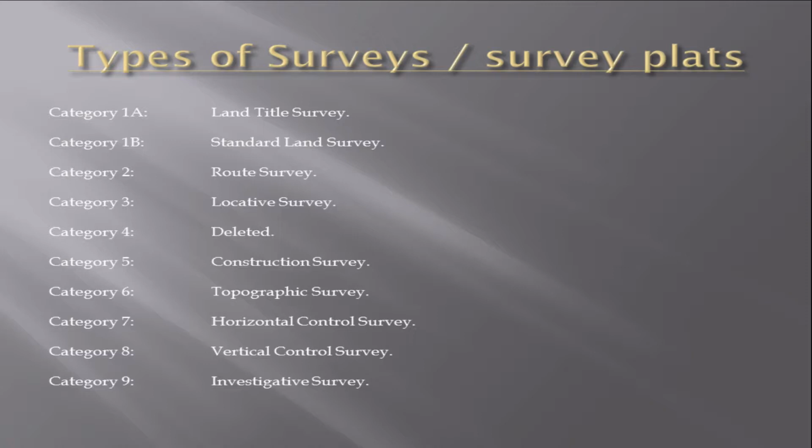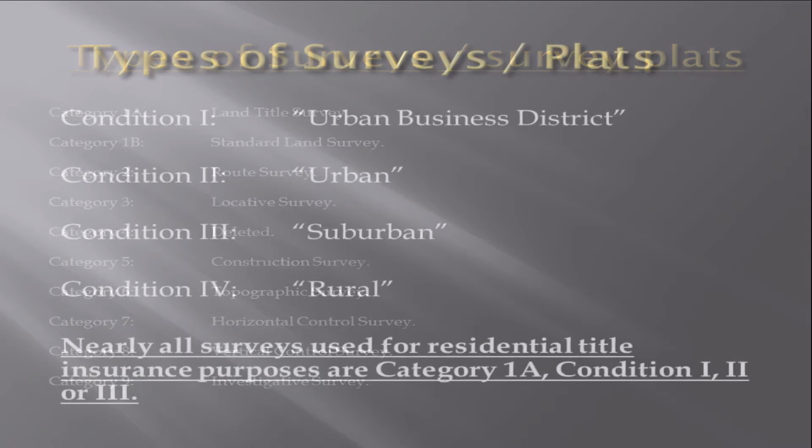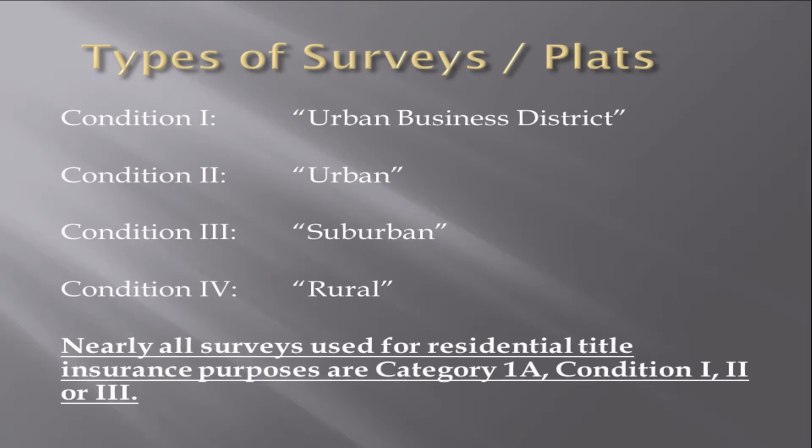Again, an investigative survey is highly focused and is not used typically in connection with a sale. Now, in addition to these 9 categories of surveys, the manual divides each of these 9 categories into 4 separate conditions. The conditions describe the primary land use of the area being surveyed. What is it used for? And they set forth measurement precision criteria. A suburban condition, for example, does not have as stringent a measurement tolerance as an urban condition.